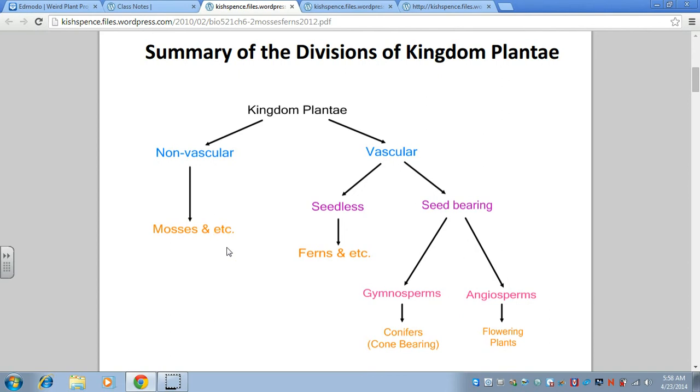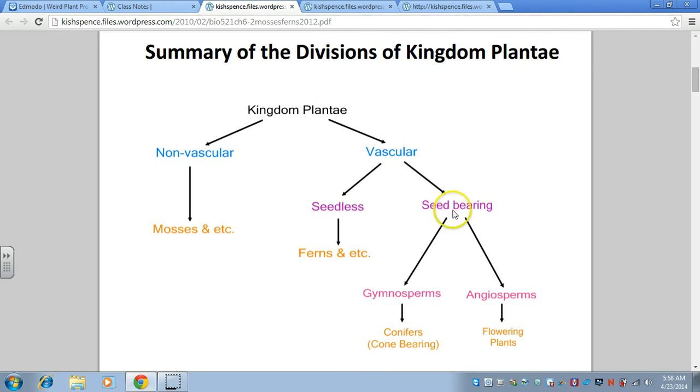Okay, so in the first video for chapter 6, we did an overview of plants and animals, their general characteristics and comparing them a little bit. Then we did a video on the first two groups of plants. We talked about the non-vascular plants, which included the mosses and their relatives, and the seedless vascular plants, which included the ferns and their relatives.